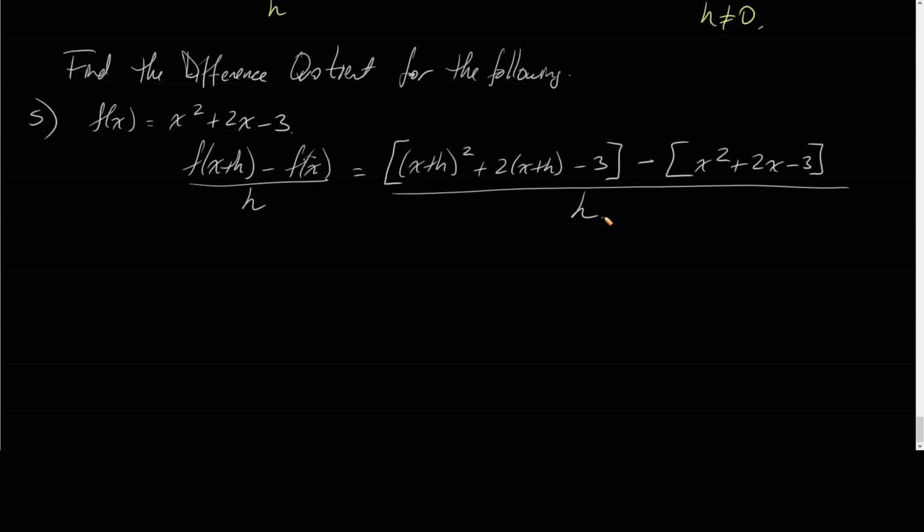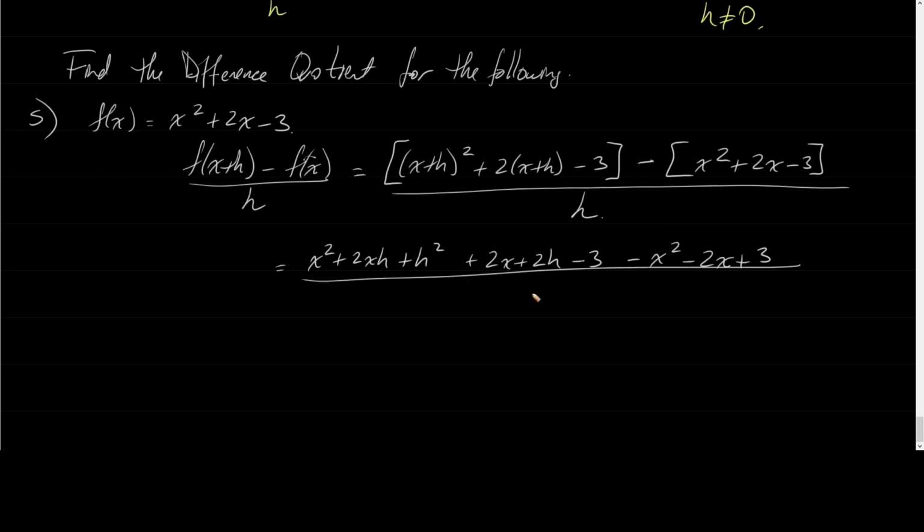The next thing we want to do is expand as much as possible. So let's go ahead and expand here. In here, this x plus h squared is just x squared plus 2xh plus h squared. Distribute this 2: plus 2x plus 2h minus 3. Distribute this negative: minus x squared minus 2x plus 3, and all of that over h.